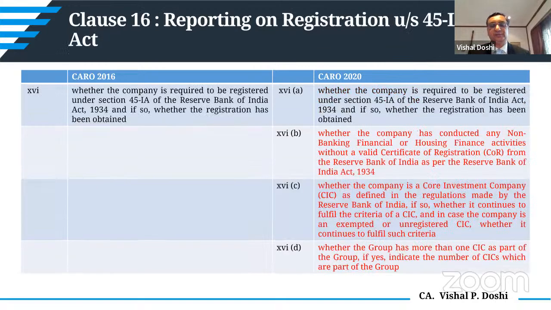This is with respect to the NBFCs. So there is a reporting style now. This is with respect to core investment companies as defined under the RBI Act, and whether the company has satisfied that requirement or not. But 16B is important: whether the company has conducted any NBFC activities without a valid certificate of registration from the RBI, then that has to be reported. Clauses 16C and D are with respect to the CIC, core investment companies.